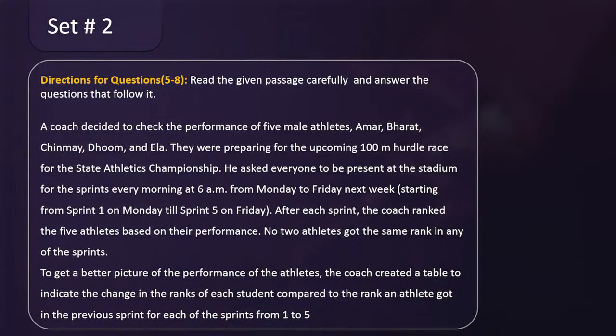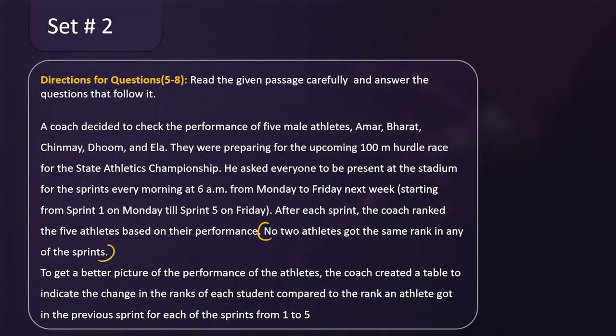Okay. Now, after each sprint, the coach ranked the 5 athletes based on their performance. Okay, he ranked them. No two athletes got the same rank in any of the sprints. This is an important information. Now, to get a better picture of the performance of the athletes, the coach created a table. So they will not be giving us direct rankings. We'll have to determine the rankings.